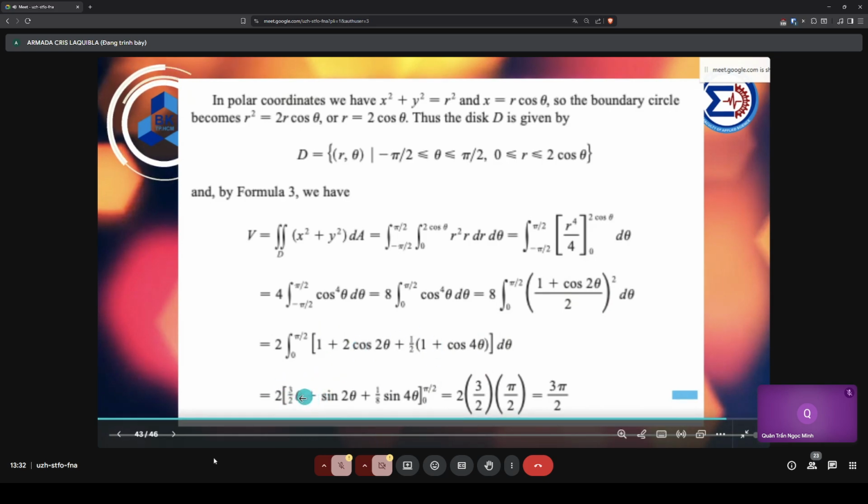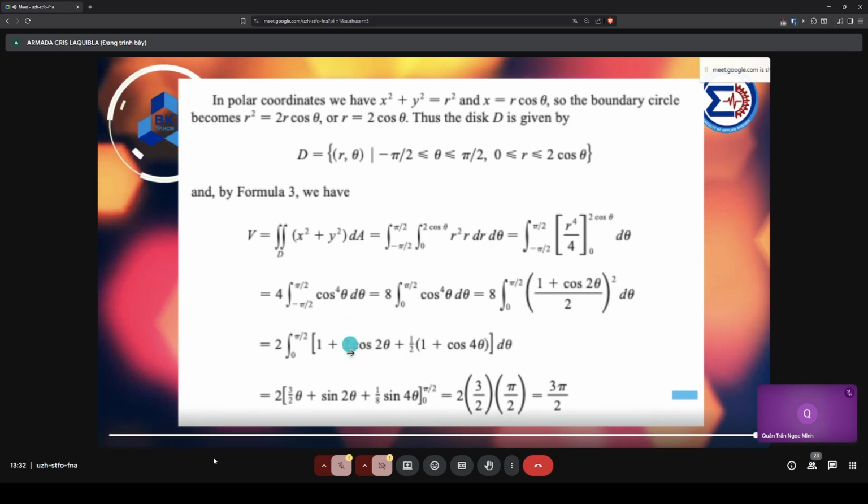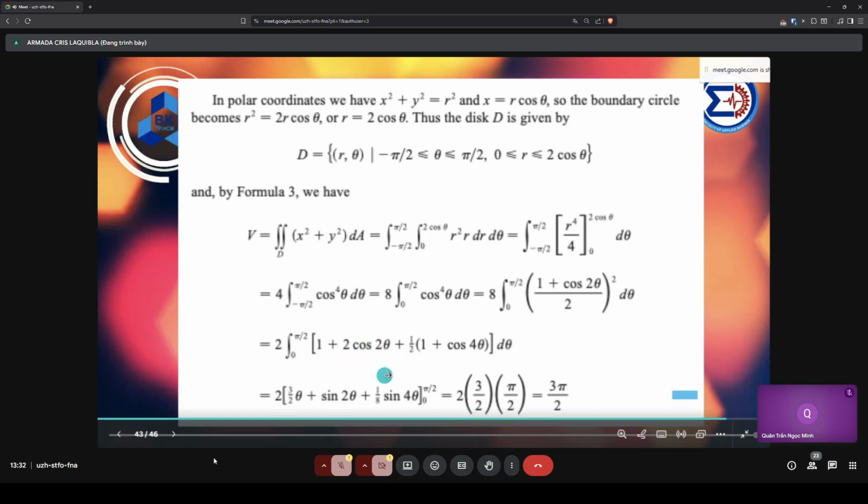You solve now the integral of that. Now the integral of 2 cos 2 theta is sine 2 theta, because the integral of cos 2 theta is 1 half sine 2 theta. So 2 times 1 half becomes 1 here. And next we have 1 half cos to the fourth theta. So that is 1 half, and then multiply that with 1/4, and then sine of 4 theta.